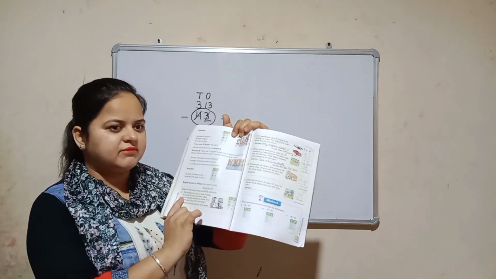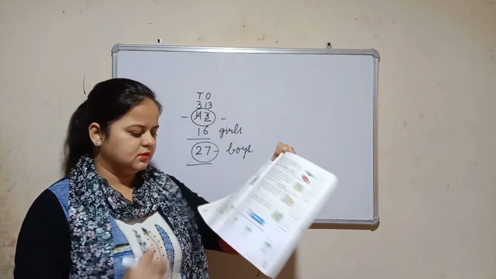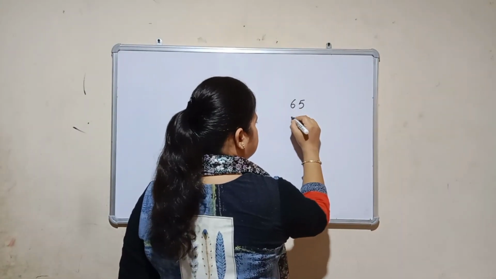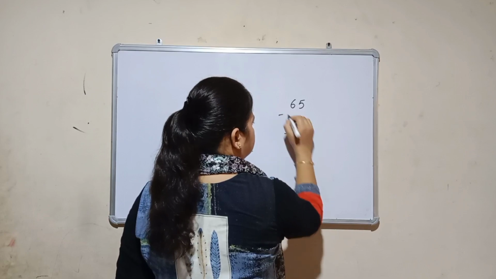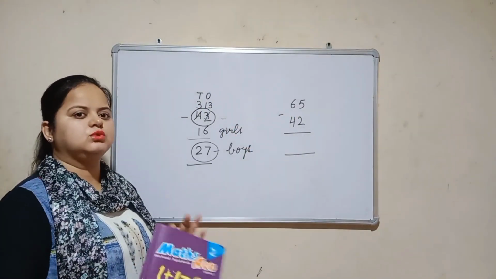Okay, here the first sum is solved already. 65 cards they have to make, and 42 they have already made. So 65 minus 42, this is the sum. Now we have to do the subtraction.